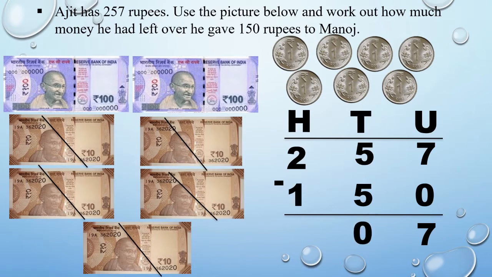Yes. Now let us move to the hundreds column here. 2 hundreds minus 1 hundred is 1 hundred. Okay. Now let us cut first one here, 100. So how many remaining here? 100 note. So 1 hundred, 0 tens and 7 units. Okay, which means Ajit is left over 107 rupees.